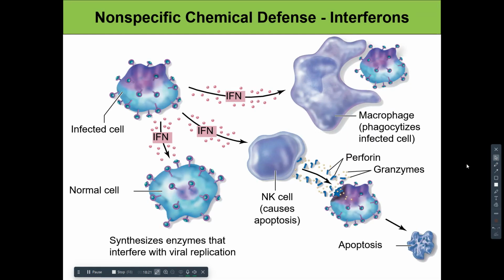So another category we've got to do. We've done barriers, we've done cells. Another category we've got to do are chemical defenses. And there is this group of non-specific immune proteins called interferons. There's a whole bunch of different types of interferons. There's a whole lot of jobs they do. We're going to keep it pretty simple here.